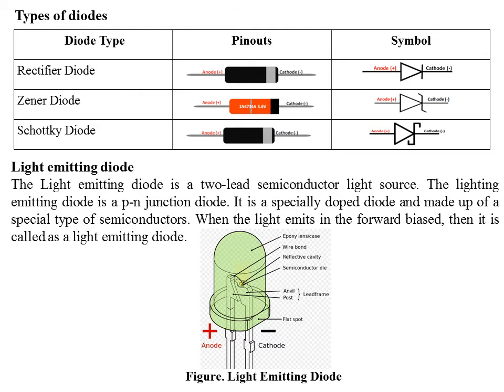We can see the pictorial representation of a light emitting diode. It is made up of two leads. One is positive, the anode, and the other is negative, the cathode. When these two terminals conduct in the forward biased condition, the intensity of the light produced will be more, and the LED is made up of a special type of semiconductor material, and hence it is called a light emitting diode.